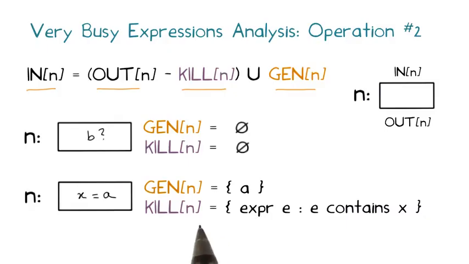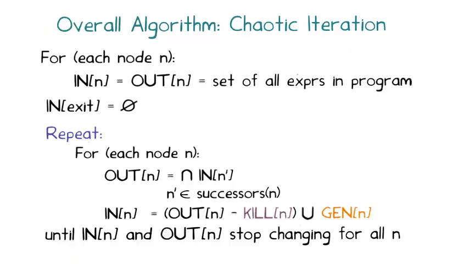The kill set, on the other hand, contains every expression using x, reflecting the fact that all those expressions will be modified by node n. The overall algorithm for very busy expressions analysis is nearly identical to that for reaching definitions analysis, but it has three notable differences. First, the two operations that are applied in each iteration of the algorithm are slightly different.